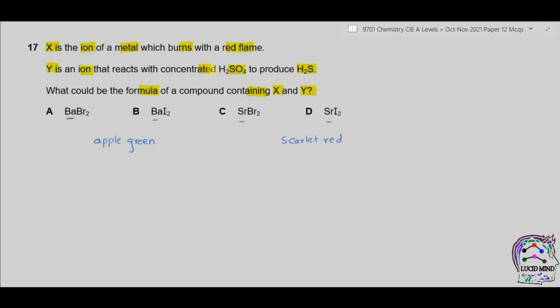Second thing is that it reacts with concentrated sulfuric acid to produce H2S. Now among bromide and iodide, we know that iodide can react with sulfuric acid to form iodine, H2S and H2O. So it is not bromide, it is iodide. Correct answer is therefore D.